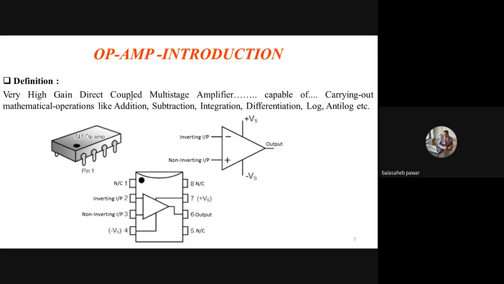Then the next word is very high gain. You are already familiar with gain, voltage gain, right? Now if you consider simply the voltage gain, you can easily determine it: the obtained output voltage divided by the applied input voltage, so that you can calculate the gain. So this operational amplifier is a very high gain amplifier.